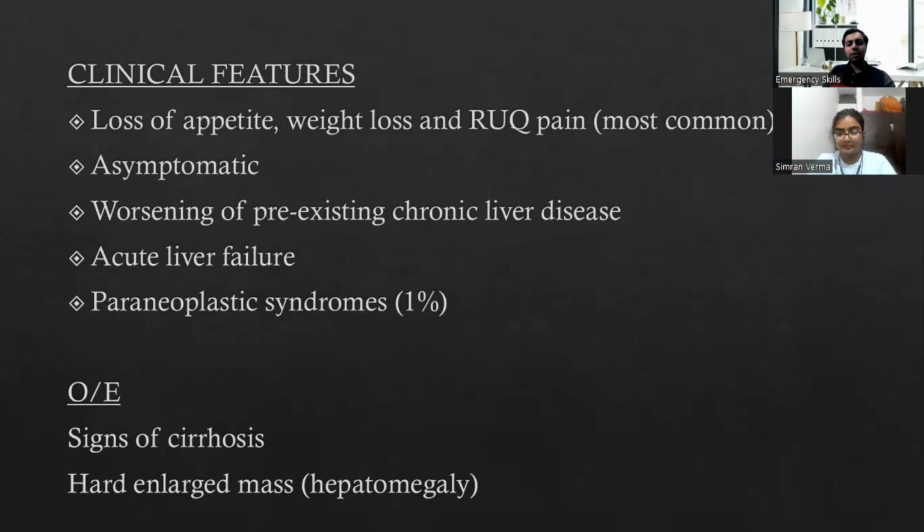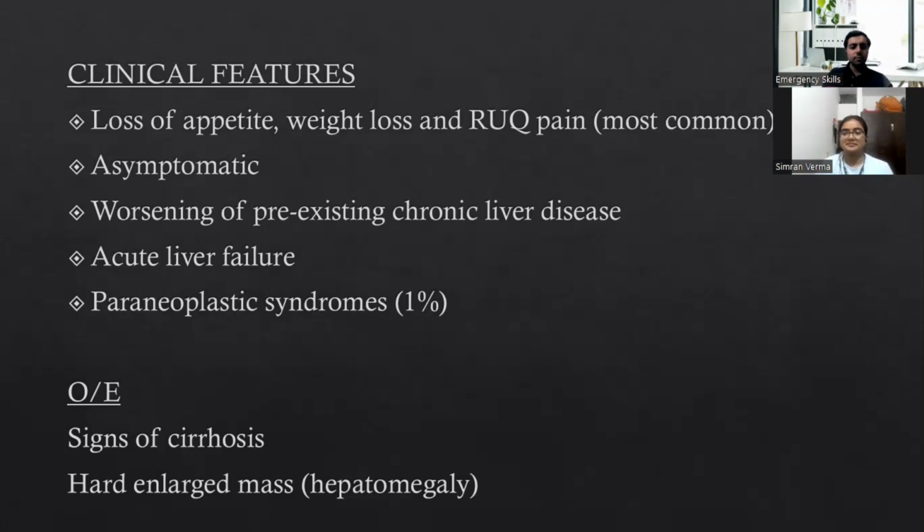On examination, there are signs of cirrhosis and hepatomegaly, as it's a very large mass. What are the signs of cirrhosis? Jaundice will be present, and pallor, so anemia will be there. Then we can have palmar erythema. Then we have caput medusae, that is the veins around the umbilicus. Then we can have spider angioma. There are many things related to cirrhosis of the liver.